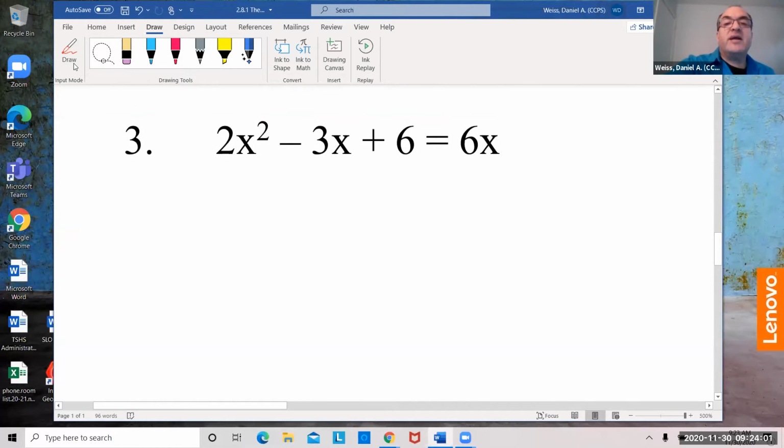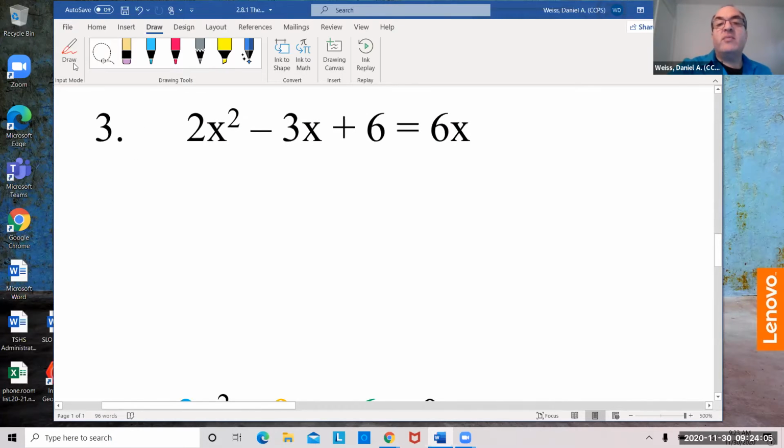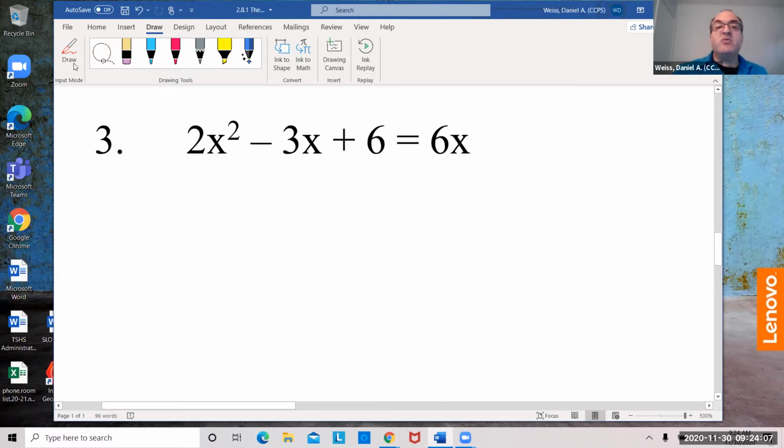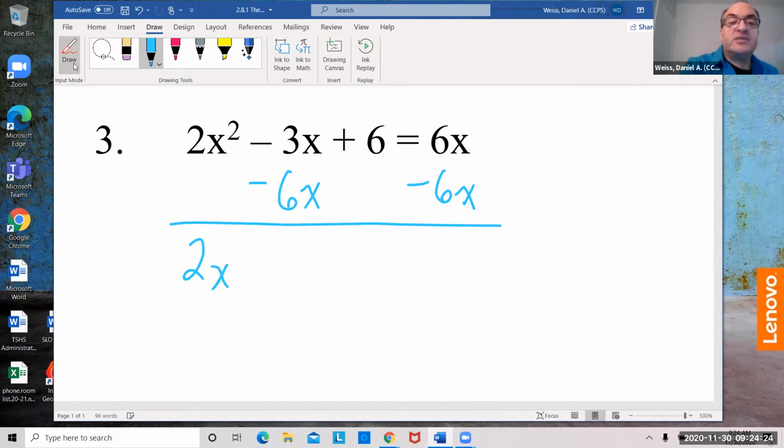Uh-oh, here it's not set equal to 0. Oh, wait a minute. I've got to make this equal to 0. How do I do that? I'm going to subtract 6x from both sides, which means I'm going to subtract 6x from the -3x, right? And then I get 2x squared minus 9x plus 6 equals 0.